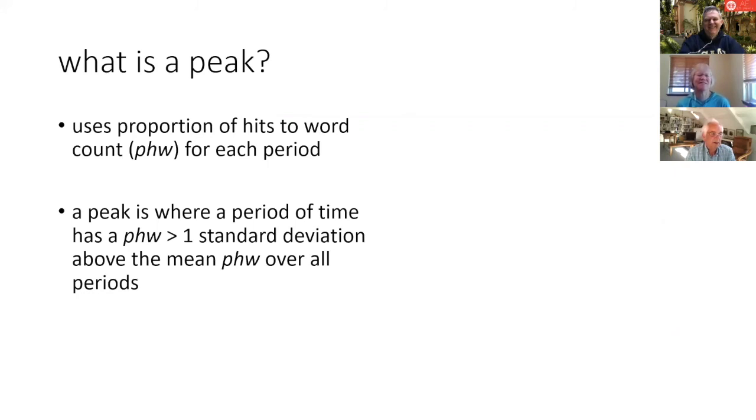A peak, I propose, is something like it uses a proportion of hits to word count for each period. We call that a PHW, hits to word count. And a peak is where a period of time has a PHW, hits to word count proportion, greater than 1 standard deviation above the mean PHW over all periods. It's quite technical. So it's where something is higher, and it's 1 standard deviation higher than the average for the whole range.